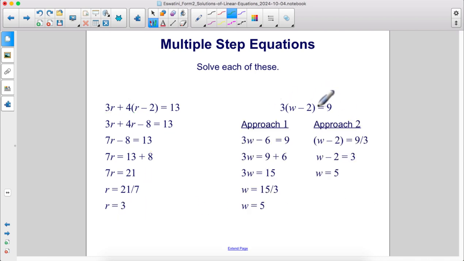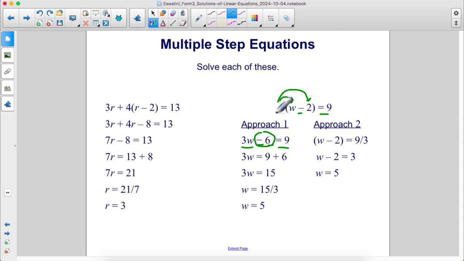For this one, there's two approaches. The first approach is to distribute first. We get 3w minus 3 times 2, which is 6, equals 9. Then we add 6 to both sides to get rid of the 6 on the left side. Then we divide both sides by 3 to get w equals 5.